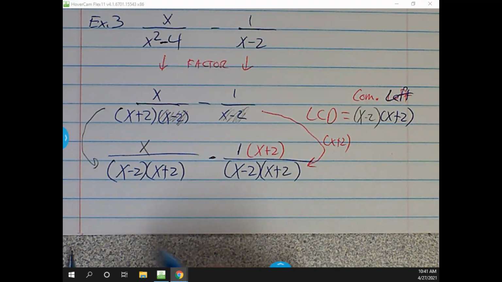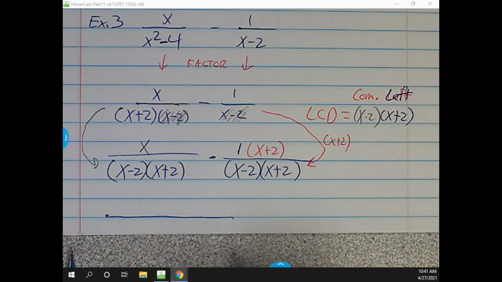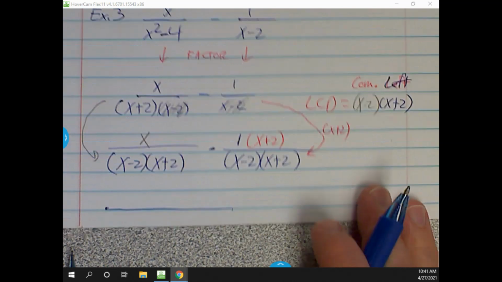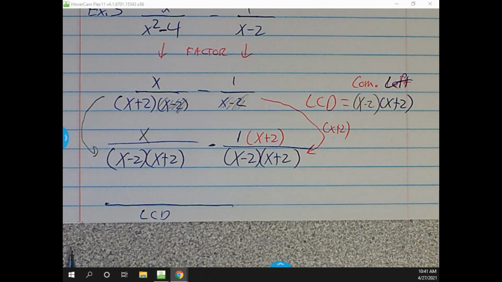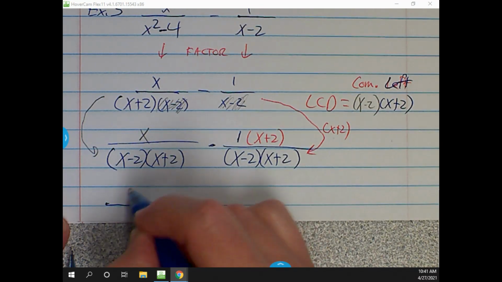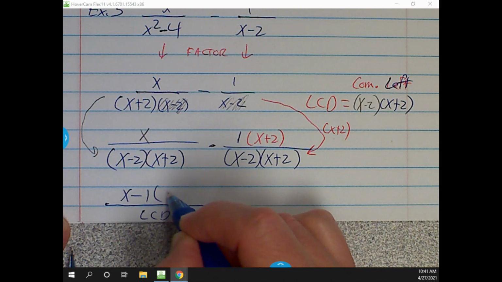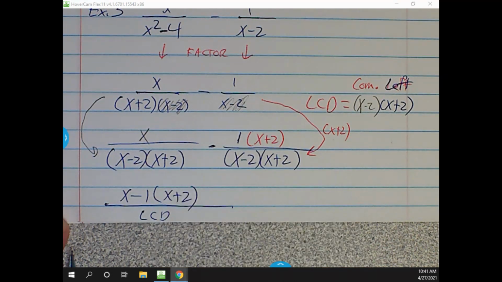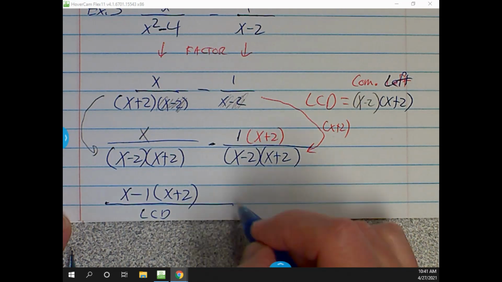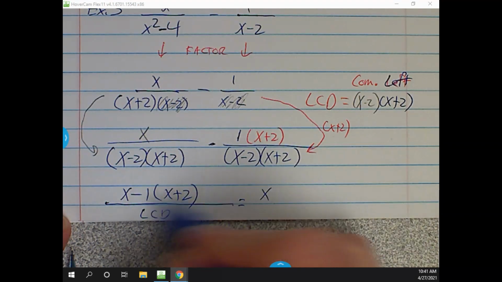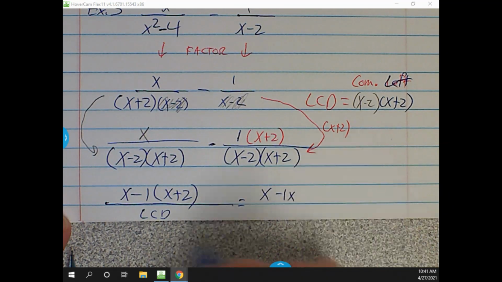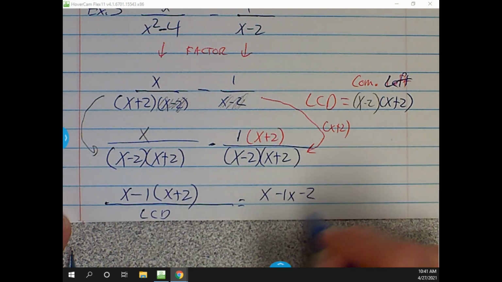All right. So here's where we're going to bring it all together. And again, I kind of like doing it this way because it speeds it up. Because now I'm just going to put least common denominator. Because now that you've got the least common denominator and you've rewritten the tops, you just bring it all together. That it's x minus 1 times x plus 2. So that's negative 1 times x, and then negative 1 times 2.